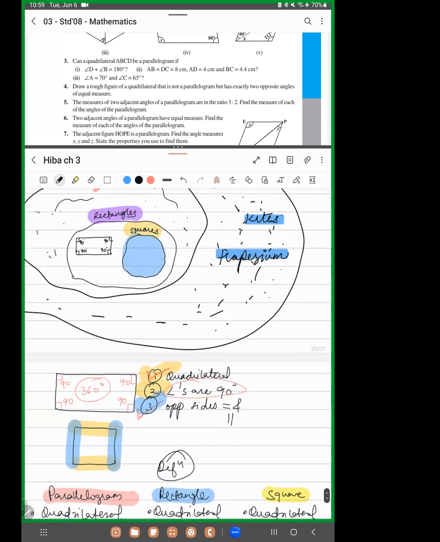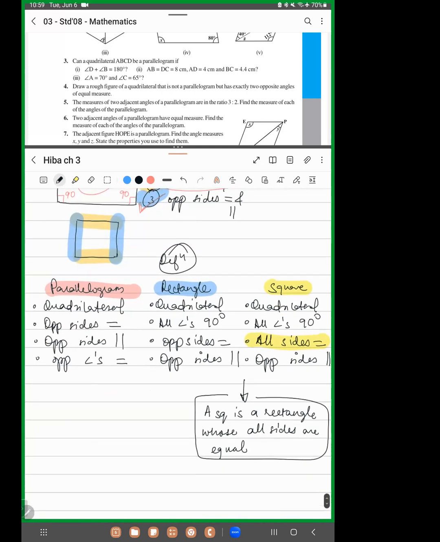So now let's see कि parallelogram की definition में rectangle fit हो रहा है कि नहीं. ठीक है? Parallelogram जो होता है वो quadrilateral होता है. Rectangle is a quadrilateral? Yes. We are checking whether a rectangle is a parallelogram or not. In a parallelogram, opposite sides are equal and opposite sides are parallel.